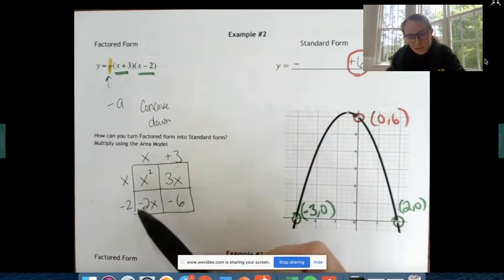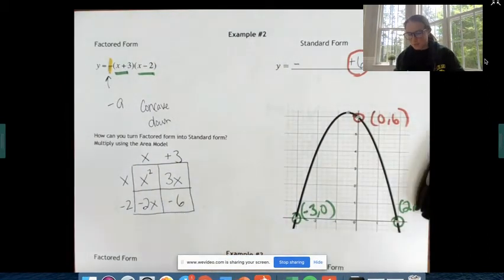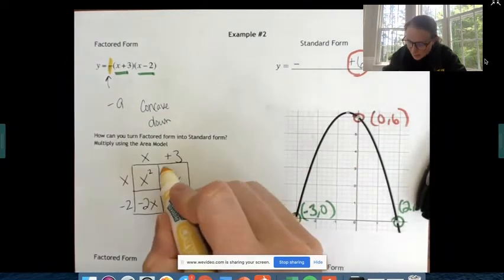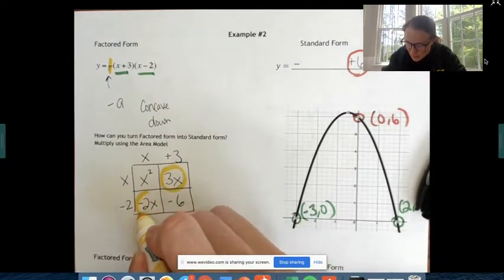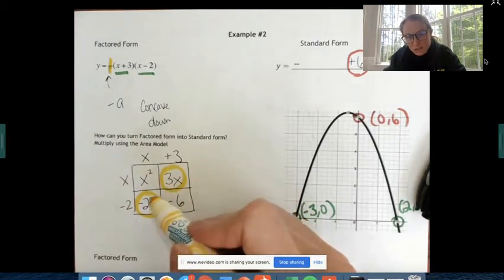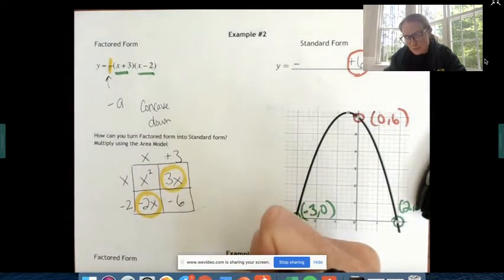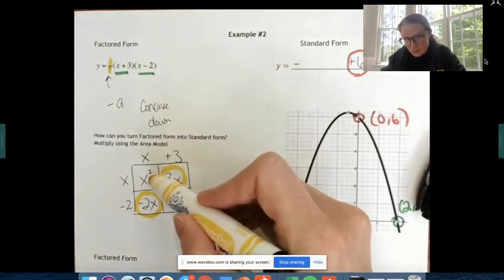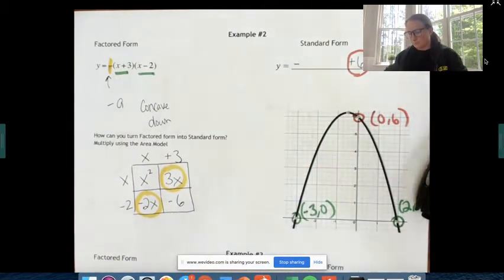Now, when I look in this area model, I look for like terms. I have two terms that have the same variable with the same exponent, and that's this term and this term. So when I add all these up, these two can be combined. All right, this one can't because that one has a squared. These ones don't have a squared.